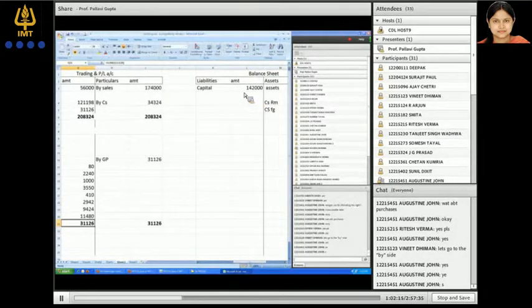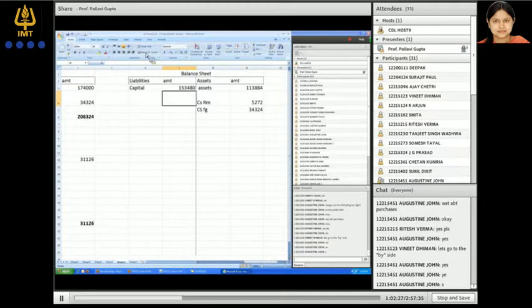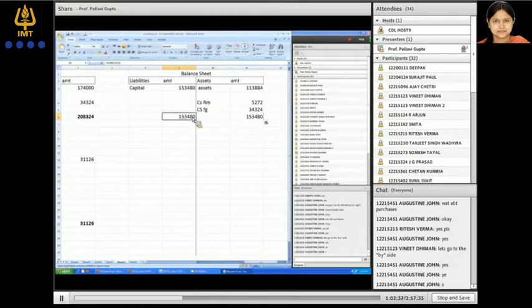This net profit would be added to the capital and here we will total both sides. These are tallying. So our balance sheet is tallied and we have calculated the net profits and ultimately transferred to the partner's capital account.